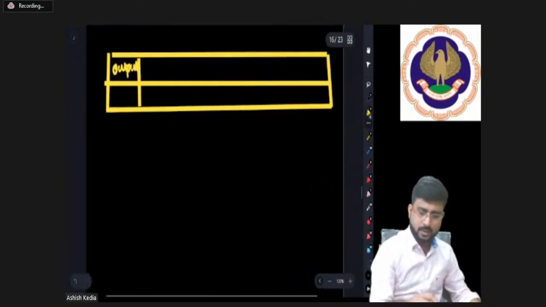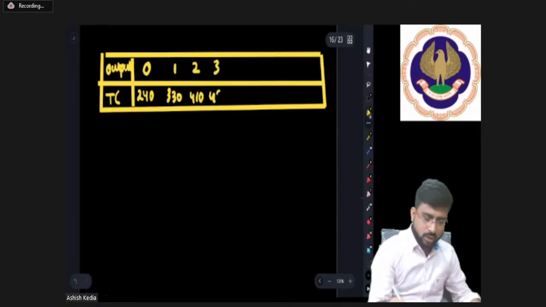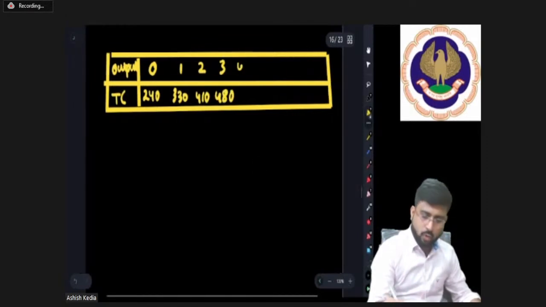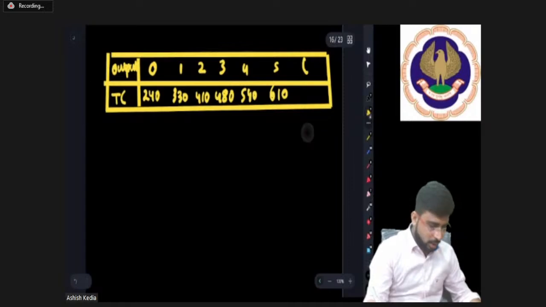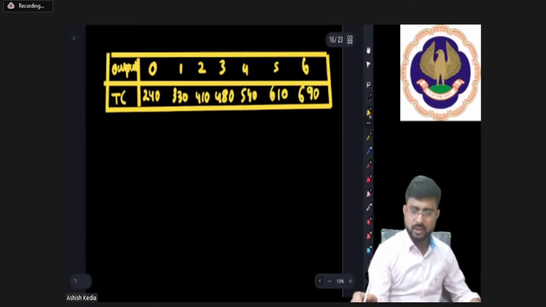Okay, here is the total cost, right? Yes, sir. Output 0, total cost 240. Output 1, 330. Output 2, 410. Output 3, 480. Output 4, 540. Output 5, 610. Output 6, 690. Okay, this is what is given.